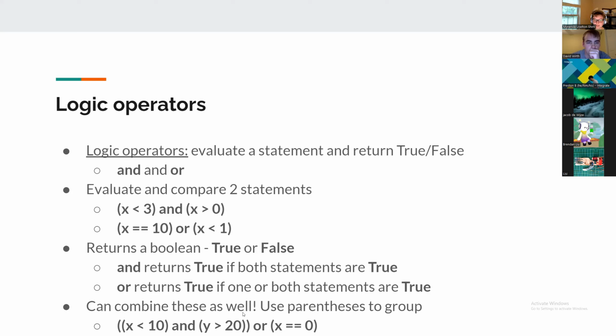You can also combine them with this last bullet here. And you want to use parentheses to group them so that Python knows how you want the statement to be split up. So in this one, just an example, I have x is less than 10 and y is greater than 20. All of that is grouped together. And then we compare it with this, or x is equal to 0.